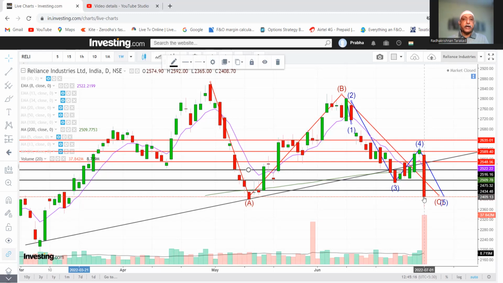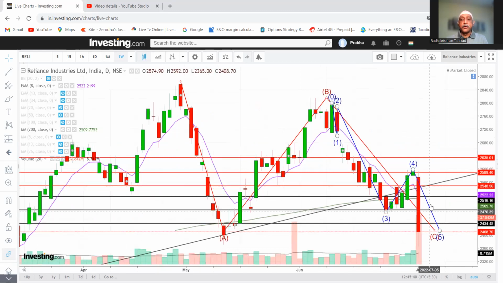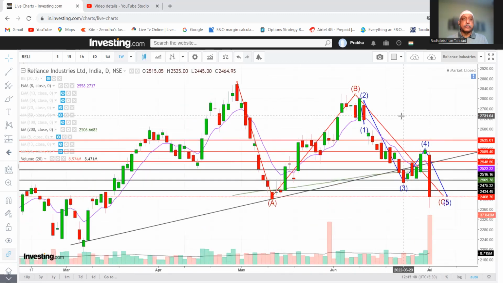Now, what's the road ahead for Reliance? Right now, Reliance has broken the 200-day moving average as well, which was at the 2510 levels. With that being broken, the stock will go weak, and selling may persist for some more time, and it is expected to drift further unless it is able to recapture the 2500 levels. So this is what I wanted to showcase as to how charts can predict movements in stocks much ahead of the actual event.